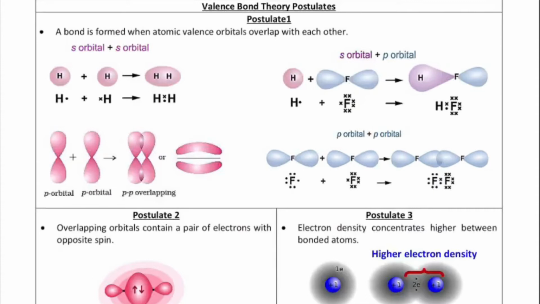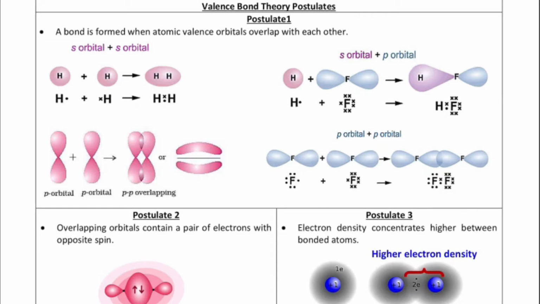Okay, so next let us try to understand the valence bond theory postulate. There are 4 postulates for valence bond theory. The first one is a bond is formed when atomic valence orbitals overlap with each other. So this is just like what I mentioned before. A bond is formed when valence orbital tu overlap with each other.